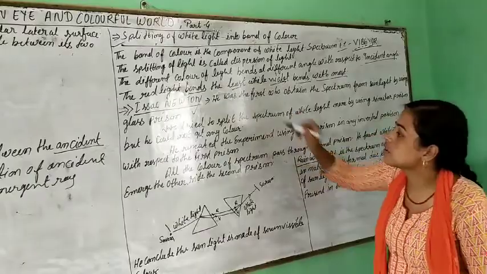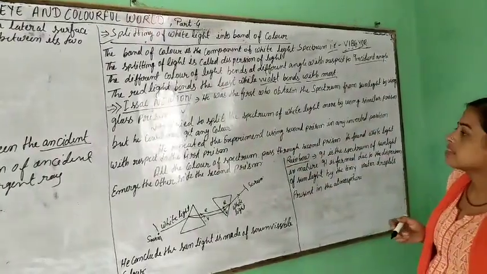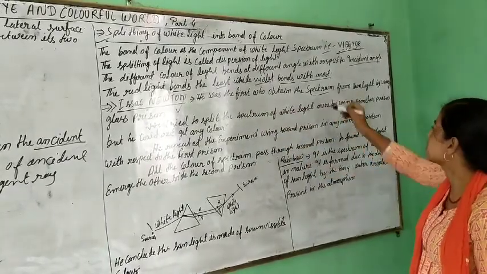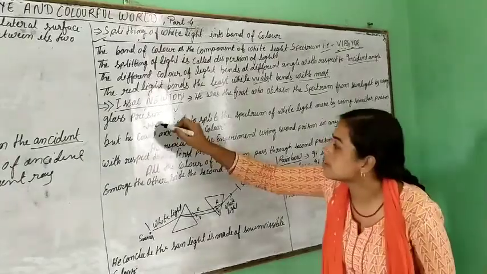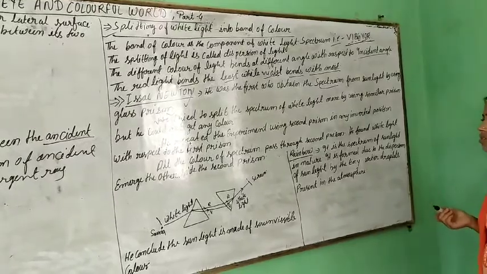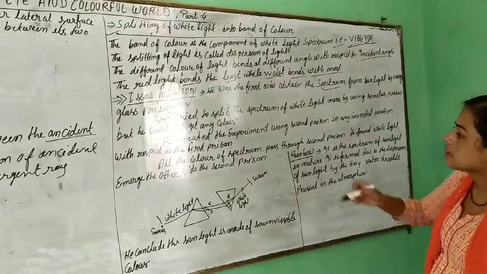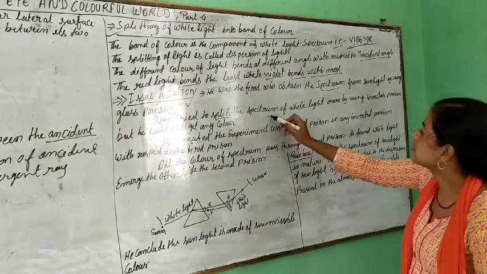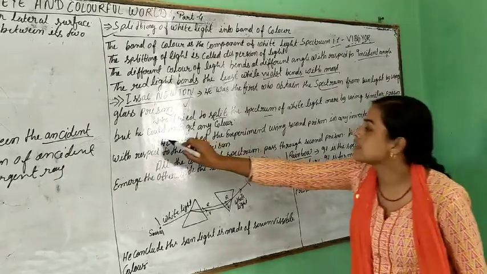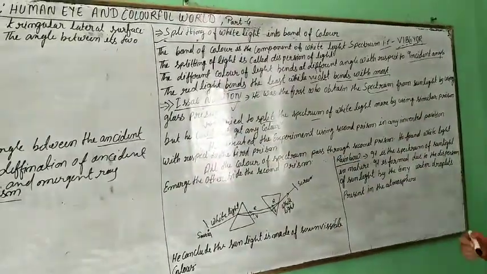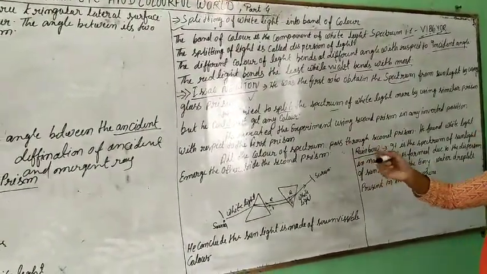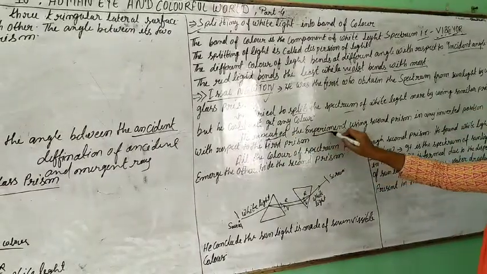Let's see what Isaac Newton wanted to say and his experiment. Isaac Newton was the first to obtain a spectrum from sunlight using a glass prism. When he used the glass prism, he saw some important things. He tried to split the spectrum further using a similar prism, but he could not get any more colors.